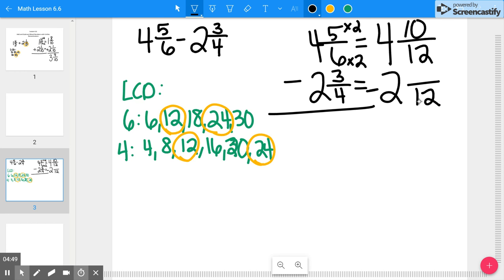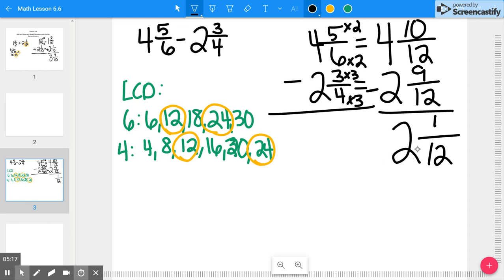So now I'm saying 4 times what number gave me 12? Well, that was 3. So what I do to the bottom, I do the exact same thing to the top. So 3 times 3 is 9. Now, since I have common denominators, I can subtract. Since I'm subtracting mixed numbers, I start subtracting with the fractions. So 10 minus 9 is 1. The denominators will stay the same. And now I subtract 4 minus 2, and that gives me 2.